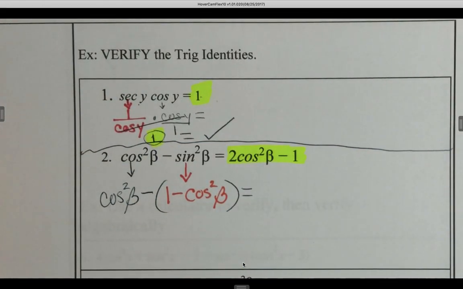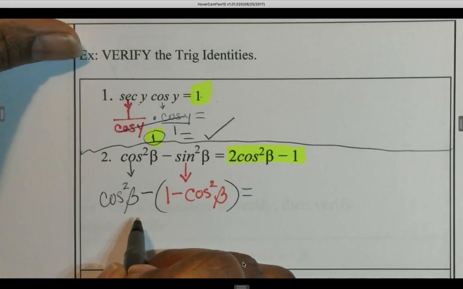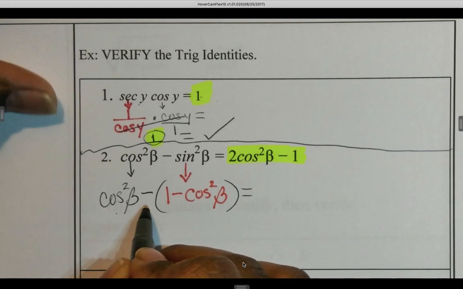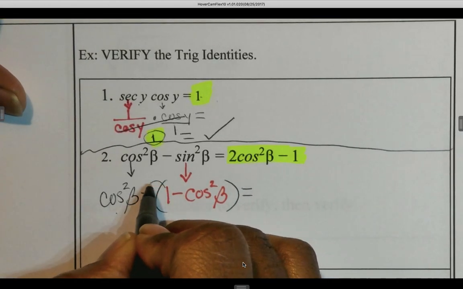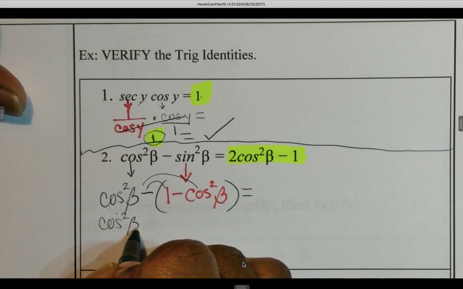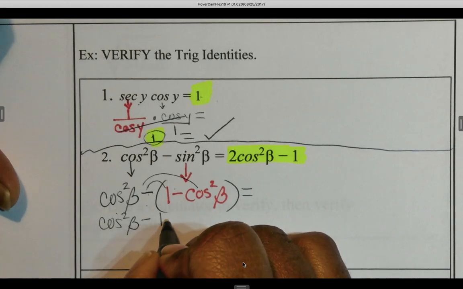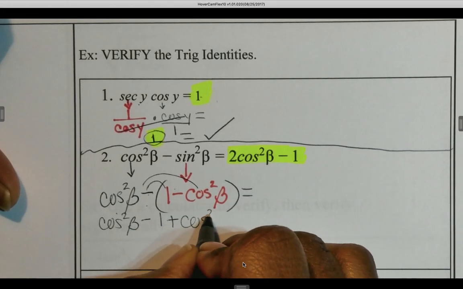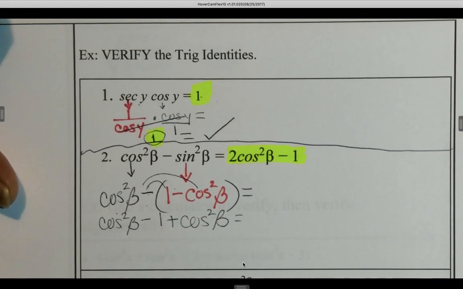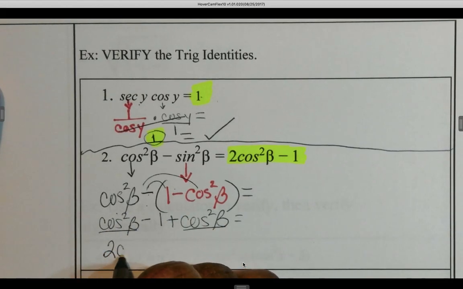And now I've rewritten sine squared, and now I'm just going to do my algebra. I have cosine squared minus this quantity, so I'm just going to distribute that negative in, and that now means I have cosine squared minus 1 minus negative cosine squared, so plus cosine squared. Okay, and so now I'm again using my algebra. I have cosine squared plus cosine squared. They're like terms, so I have 2 cosine squareds.